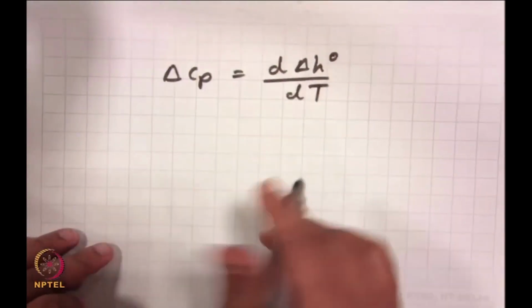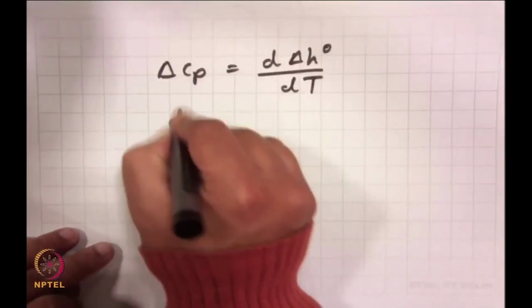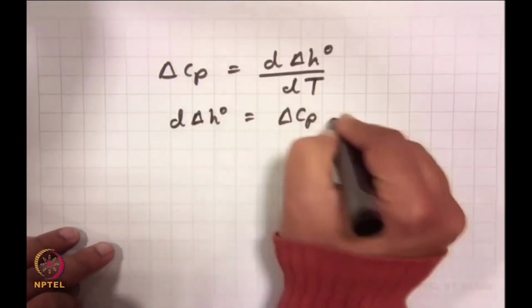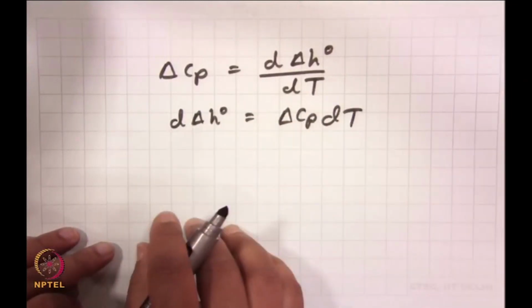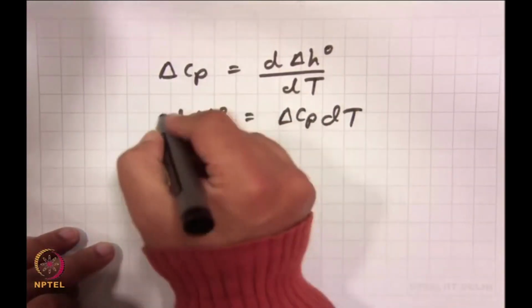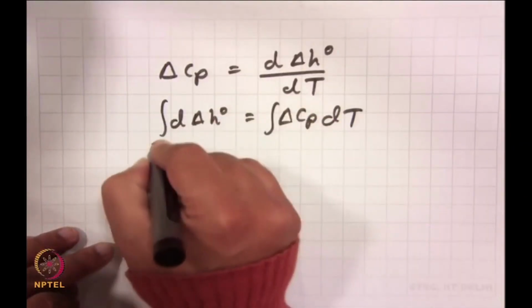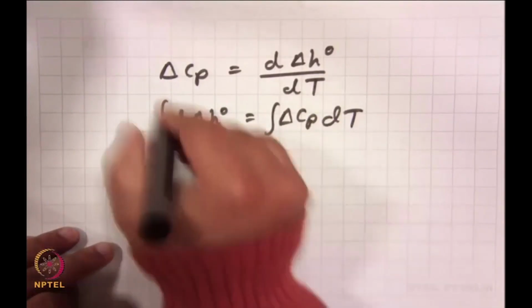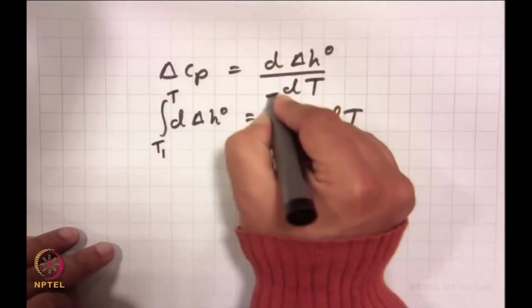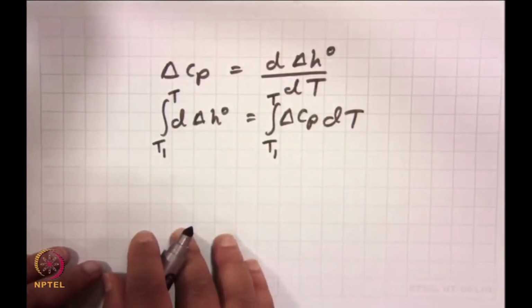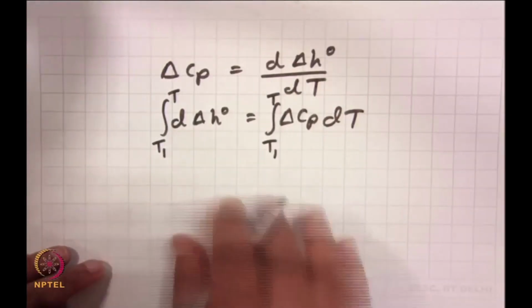So, what I can now do is say that d delta H 0 is equal to delta Cp dT, and then I integrate. I integrate between two temperatures, say the lower temperature is T1 and the higher temperature is a certain temperature T, right.